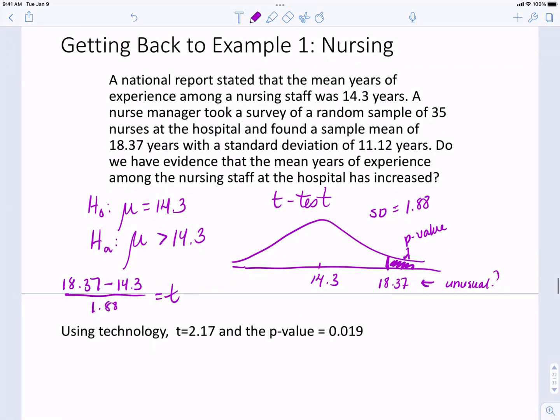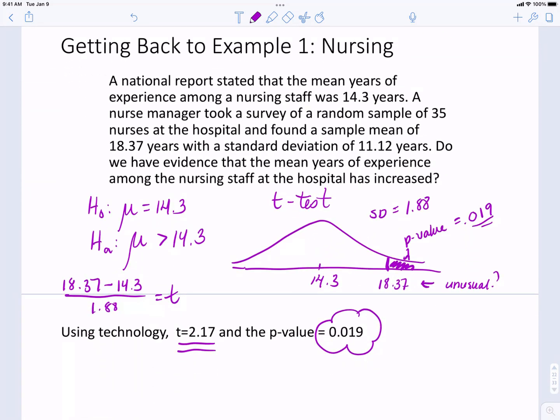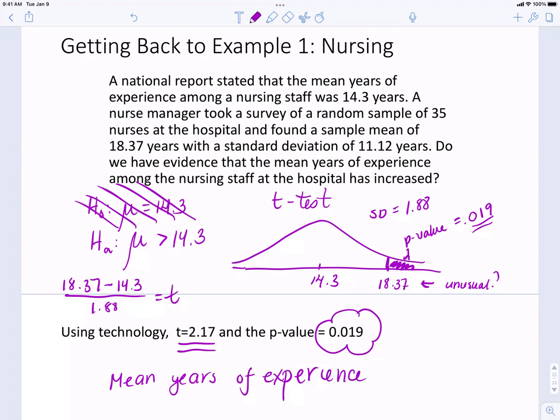So if you were to use technology and do that, we find a test statistic of 2.17 and a p-value of 0.019. So in other words, we're over 2 standard deviations from our center, and our p-value here is very small, 0.019, less than 2%. So if the null hypothesis were true, there would be less than a 2% chance of getting the sample that we have. All right, so again, what would we think? We would think that this is very unusual, very small. So we would reject the null hypothesis, and our conclusion would be that the mean years of experience has increased.